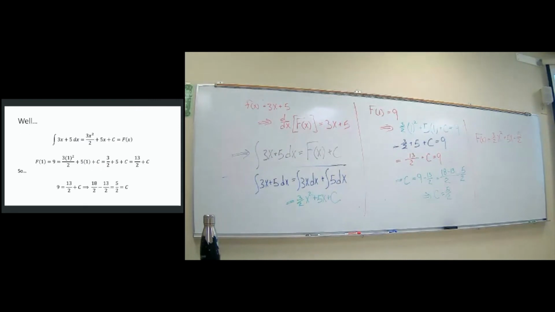So just showing the process here, we start off by integrating that derivative. We say, cool, our function has to be equal to 3x squared over 2 plus 5x, up to a constant. When we set x equal to 1 and our function equal to 9, that tells us that our constant has to be equal to 5 over 2. So with a little bit more information, we're able to find that constant.